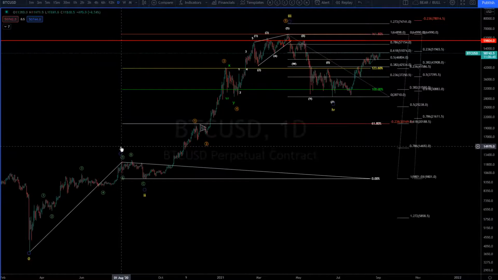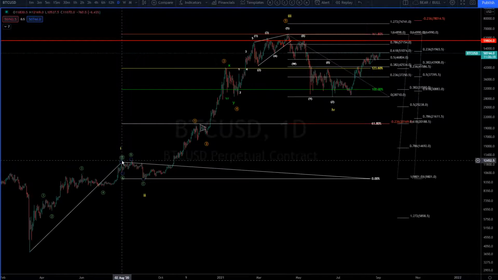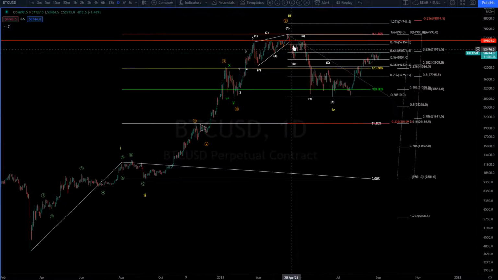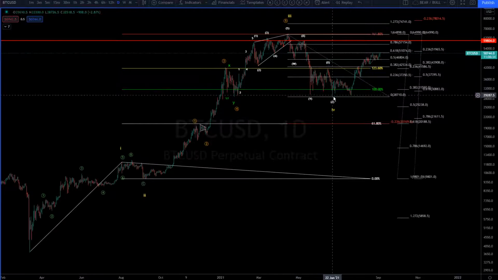In this case, on the larger degree, our yellow count, we've got the 1, 2, didn't take long. 3, 4, it's possible that that wave 4 is done and we just go up from here. We don't retest 30,000. That is entirely possible. Okay? That is entirely possible.